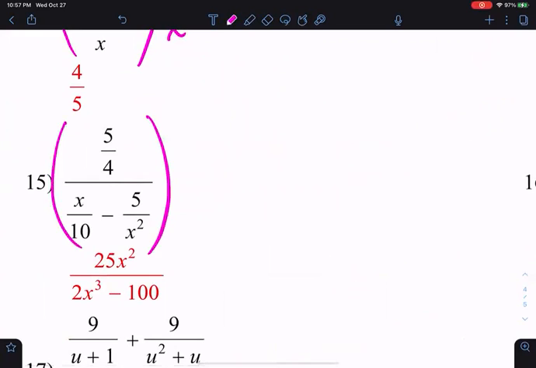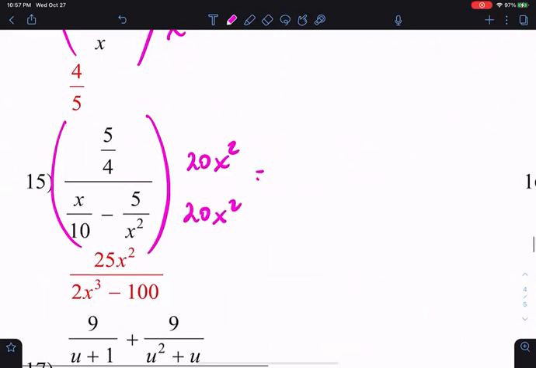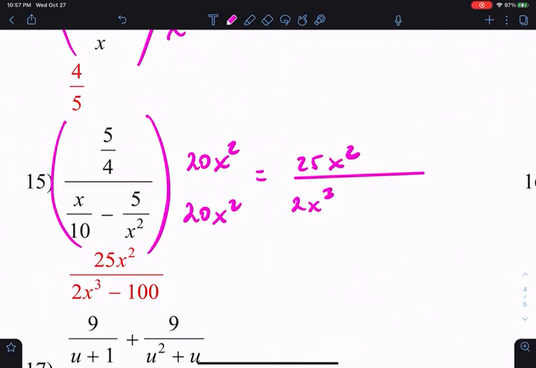Common denominator here. So here the common denominator will be 20 x squared, right? So you do the same thing here. So that's going to be 25 x squared. And here we got 2x cubed. And then we get negative, what is this? Negative 100, right?